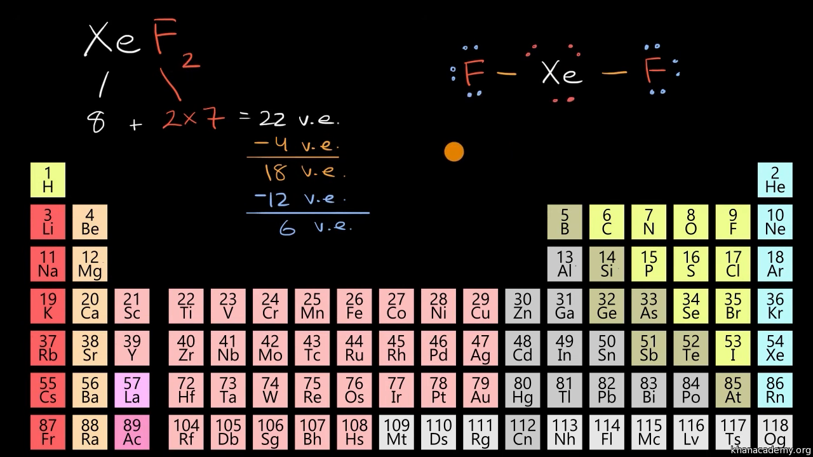Now what's interesting here is our fluorines. They have an octet of valence electrons. But what's going on with xenon? Xenon has 2, 4, 6, 8, 10 valence electrons hanging around. So this is one of those examples of an exception to the octet rule where we go beyond 8 valence electrons, which is possible for elements in the third or higher period.